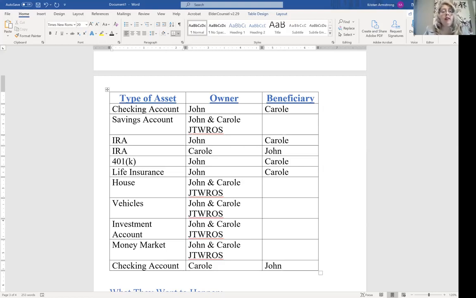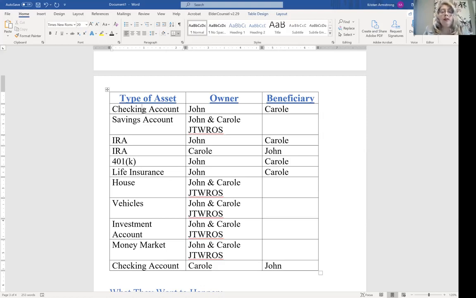They also have a savings account. It's titled in the name of John and Carol, and it is joint with rights of survivorship, meaning if John passes away, Carol becomes the account owner. If Carol passes away first, John becomes the account owner. John also has an IRA from when he worked in the past. Carol is the beneficiary of that account. Carol has her own IRA. John is the beneficiary of that account.